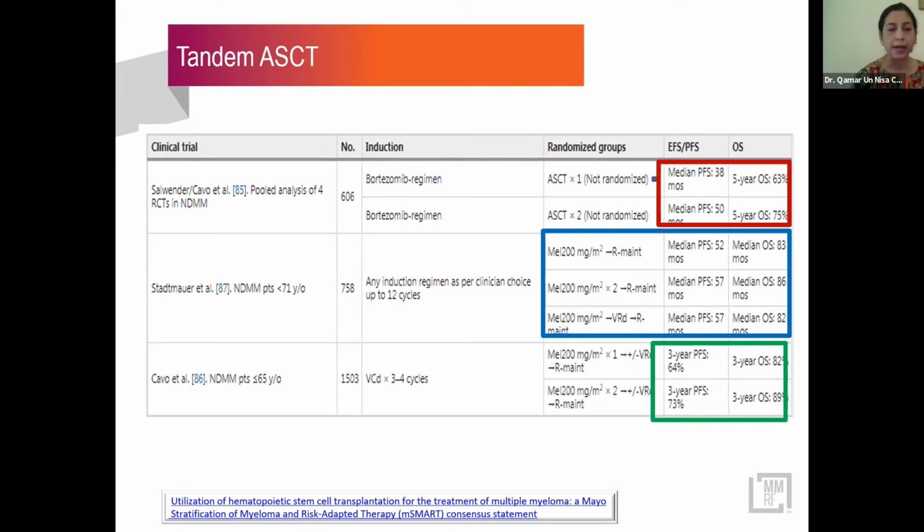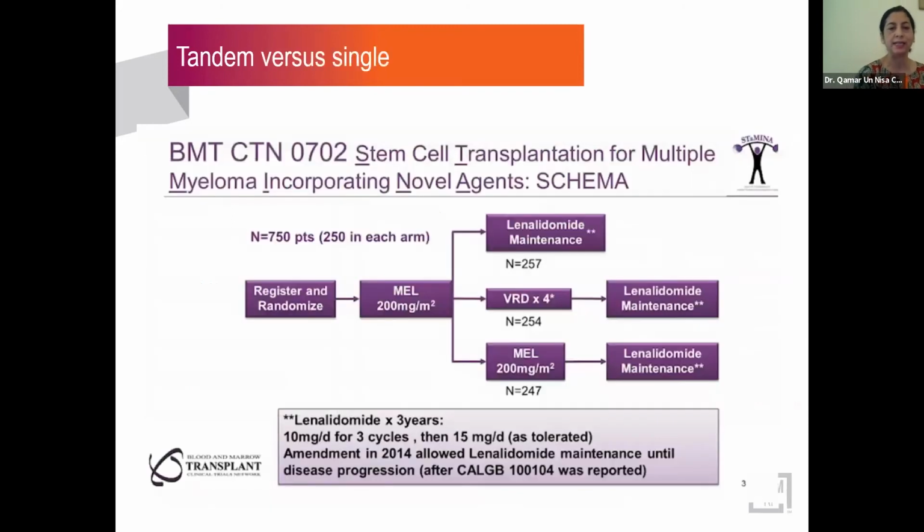Okay, thank you. Lastly, we look at this study in greater detail in the next slide. This is the long-awaited BMT-CTN trial. They looked at more than 700 patients. These patients received different induction regimens depending on physician preference. All of the patients went on to receive an autologous transplant, and then they were randomized to either lenalidomide maintenance, or VRD consolidation followed by lenalidomide, or a second transplant followed by maintenance.